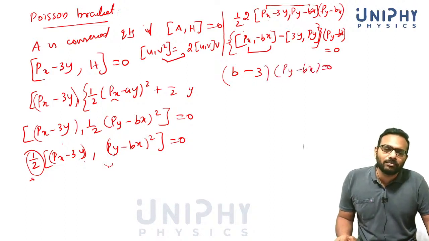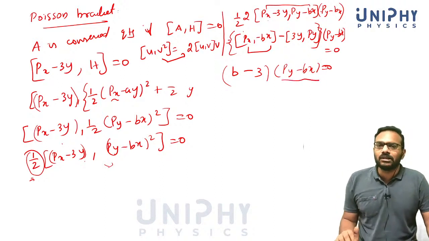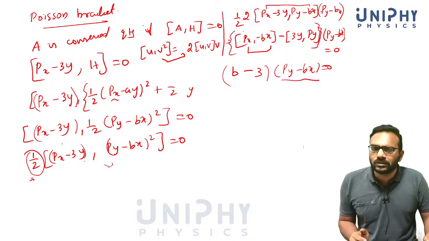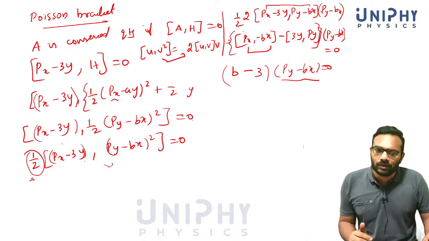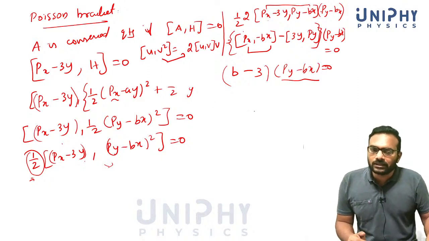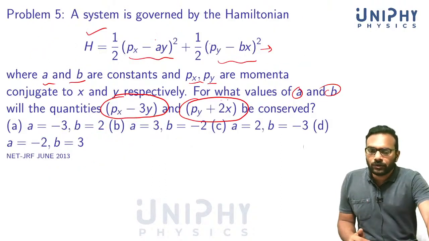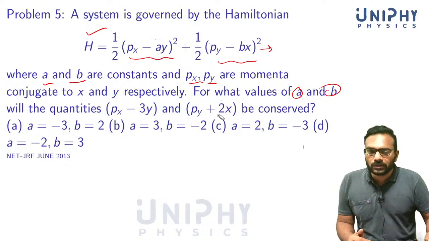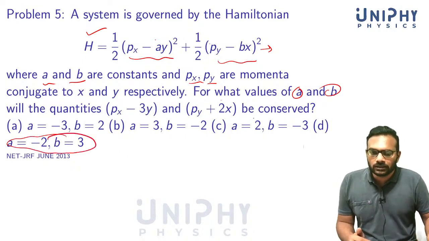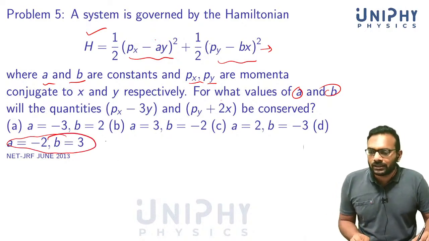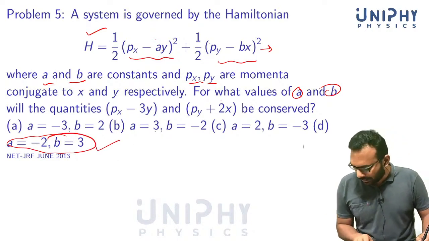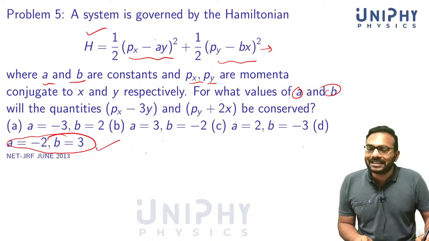Now if py minus bx is equal to 0, our Hamiltonian changes. We don't want to change our Hamiltonian; we are given a Hamiltonian. So the non-trivial solution to this is b equal to 3. Now if you look at the options, there's only one option with b equal to 3, which means that you don't have to do it again. This should be the correct answer. So b is equal to 3, and option D is the correct answer.